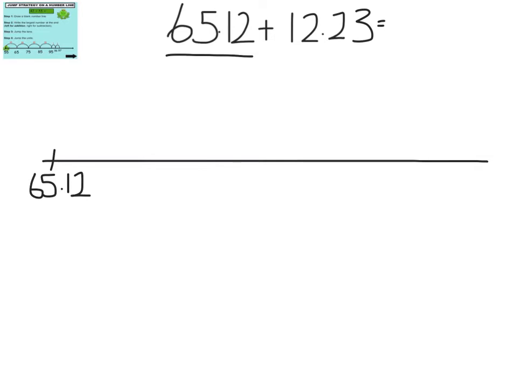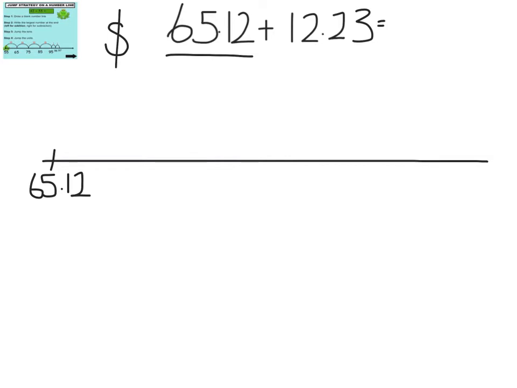Now, when we're adding decimals, the easiest way to think about it is with money. So right now I've got $65.12 and I'm plussing $12.23. So I want you to think of it like that way when we're adding the number.